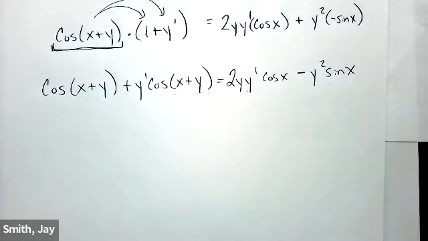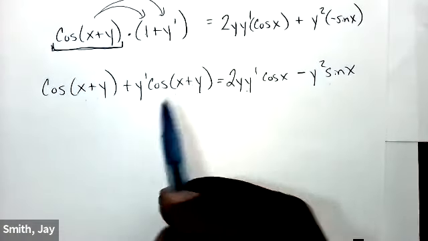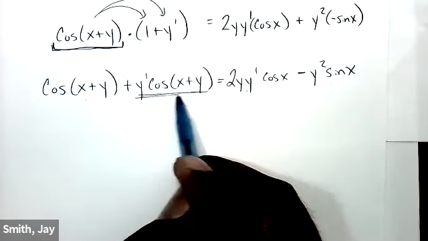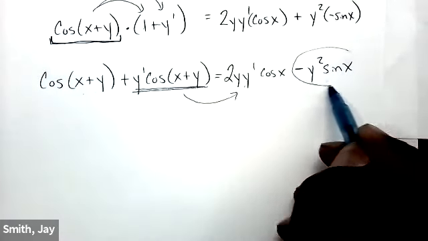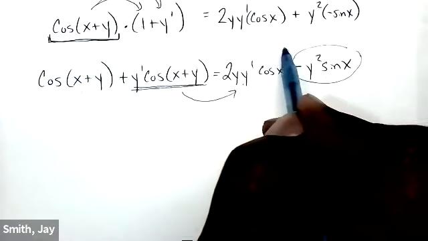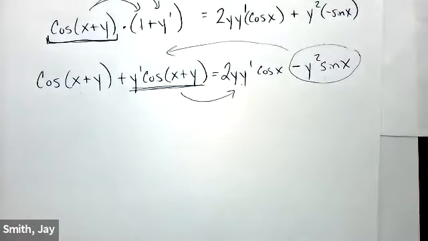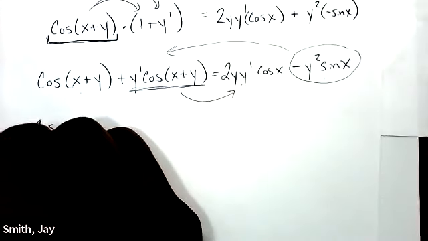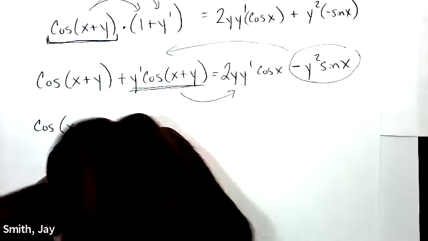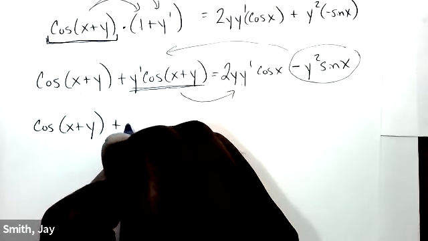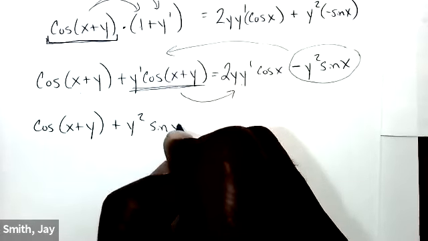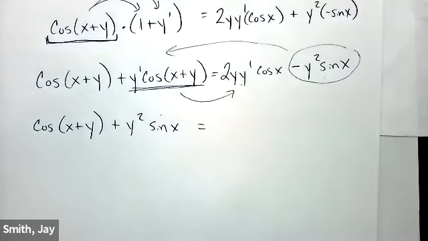All right, so now what we want to do is get the terms without y primes on one side. For me, I'm going to bring this y prime cosine of x plus y to the other side of my equation by subtracting it. And I'm also going to bring this negative y squared sine x to the other side by adding it. There's no rule saying that you have to do it that way. I just don't want to have to deal with any negatives. So on the left-hand side, I'm going to have the cosine of x plus y plus y squared sine x, getting the 2 terms without y primes in them on the same side.